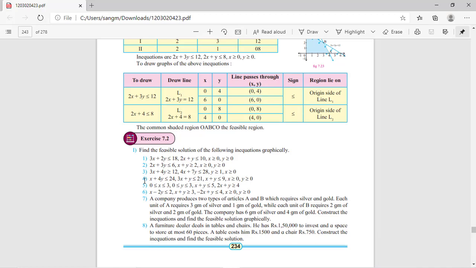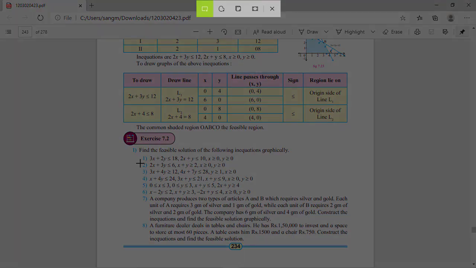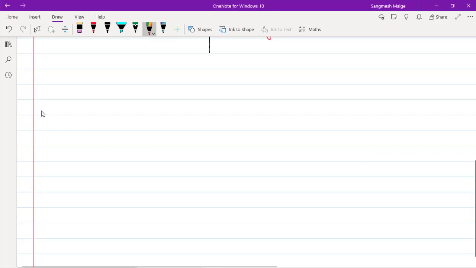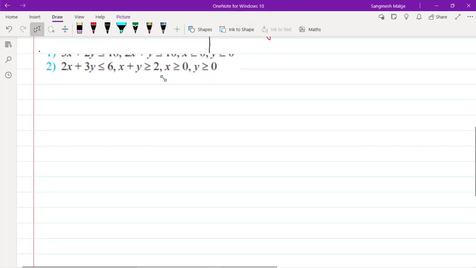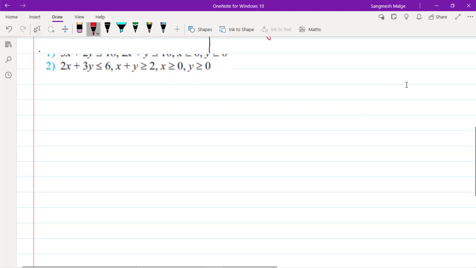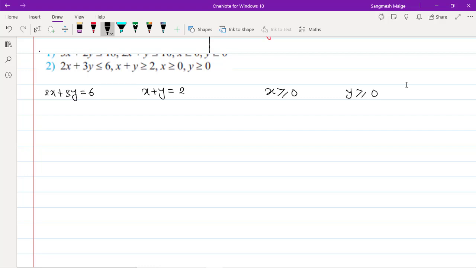So the second inequation is nothing but 2x plus 3y. So let's zoom in. Now I will directly draw the inequations and plot the feasible region. Okay, so it is 2x plus 3y equal to 6, x plus y equal to 2, x is greater than or equal to 0, y is greater than or equal to 0.